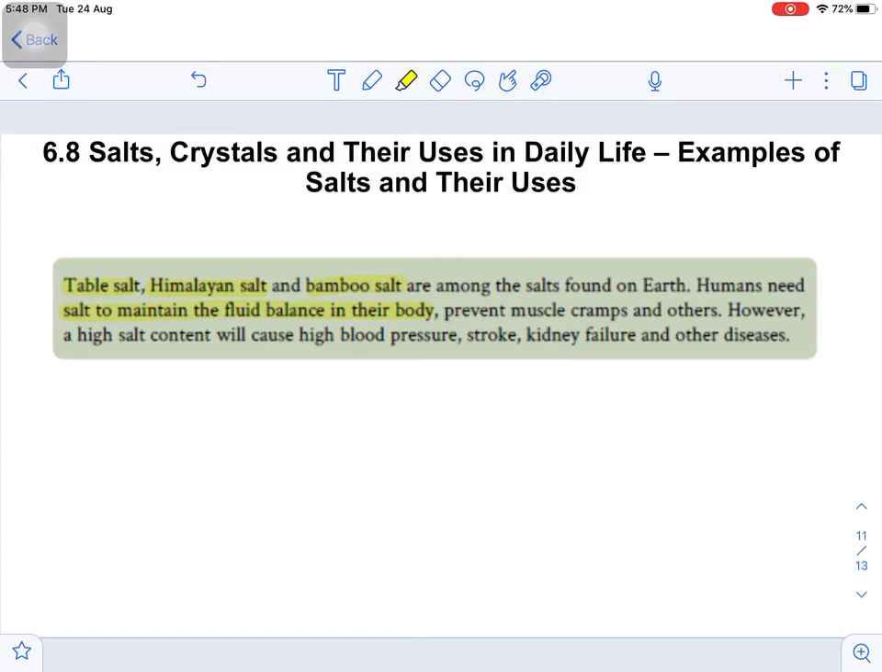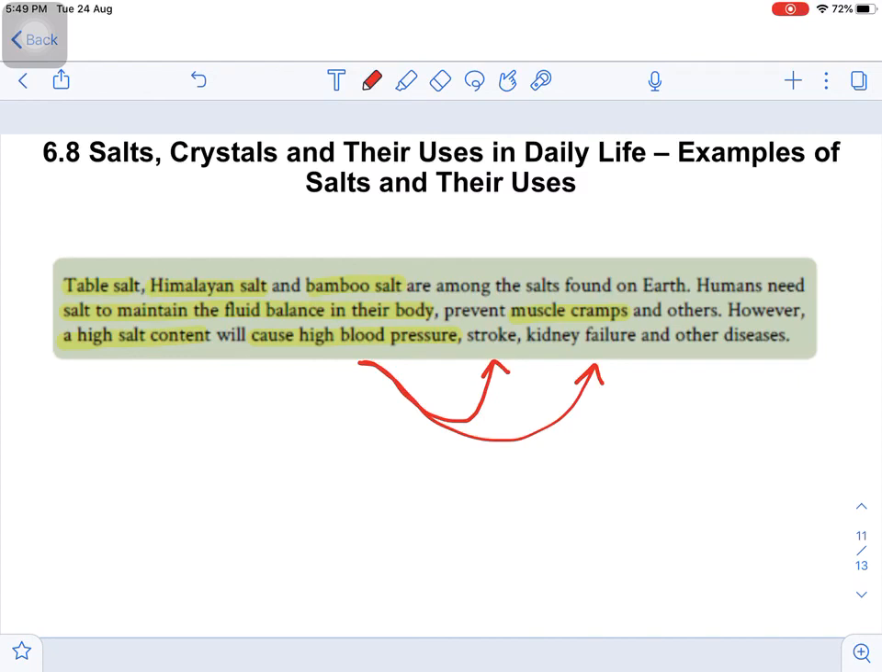Okay. Because kalau we lack of salt, dia akan jadi muscle cramp. Okay. Macam-macam lah. Okay. However, too much salt or a high salt content will cause high blood pressure. Sebab tu orang kata jangan makan masin-masin. Nanti kena darah tinggi. Okay. Bila darah tinggi, it will increase the risk of stroke. Okay. Sebab bila tekanan darah tinggi, salur darah pecah di kepala, menyebabkan pendarahan di otak.